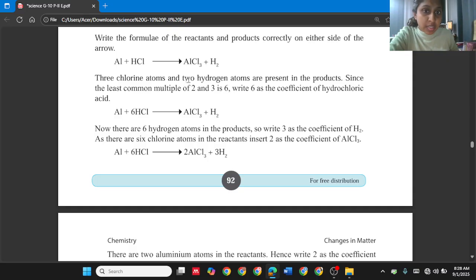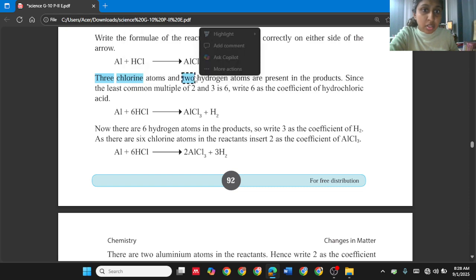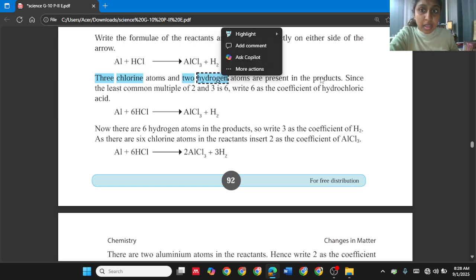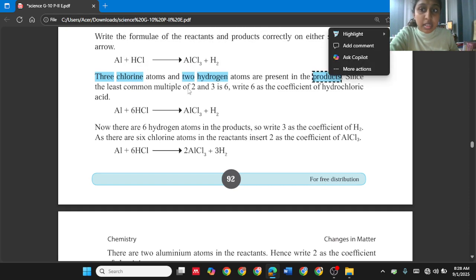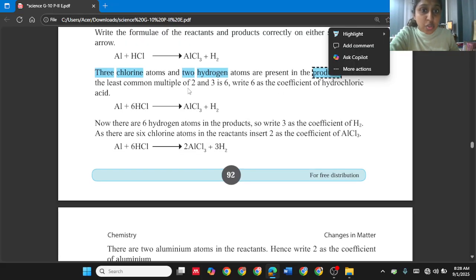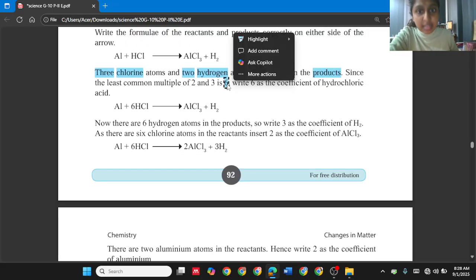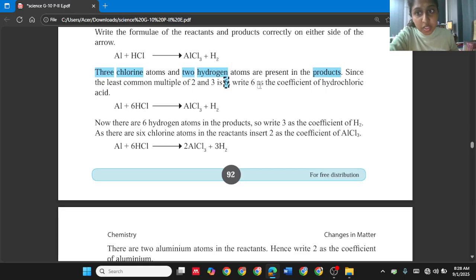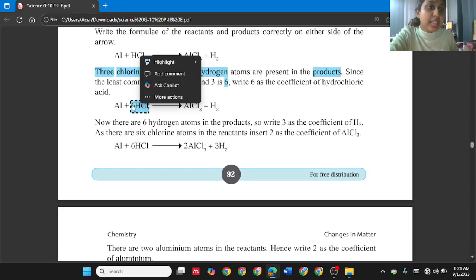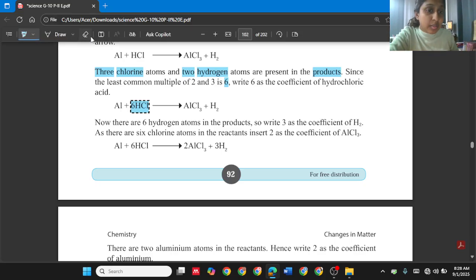3 chlorine atoms and 2 hydrogen atoms are present in the products. Since the least common multiple of 2 and 3 is 6, write 6 as the coefficient of hydrochloric acid. So you have to write 6 here. I have highlighted both, so I need to erase this one and highlight only this 6.